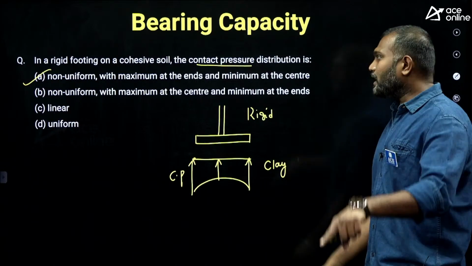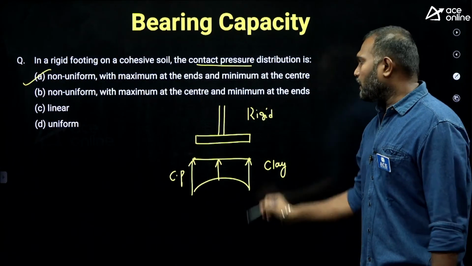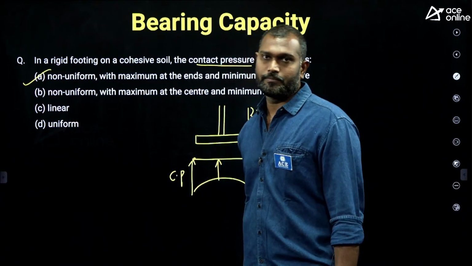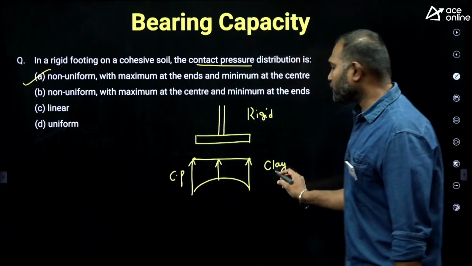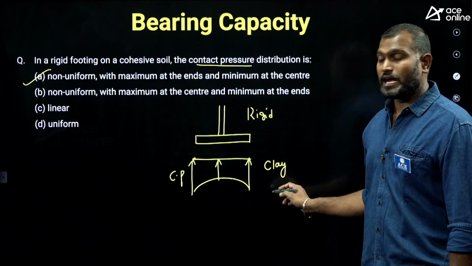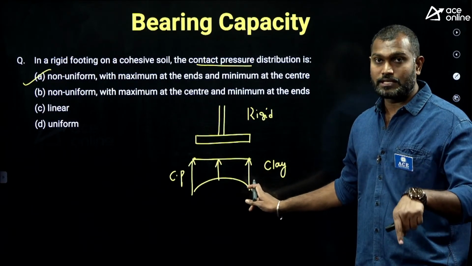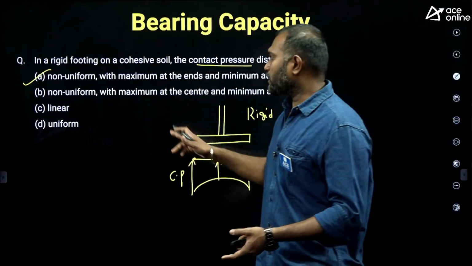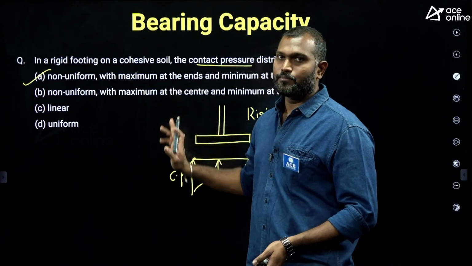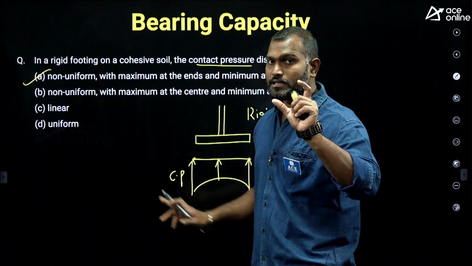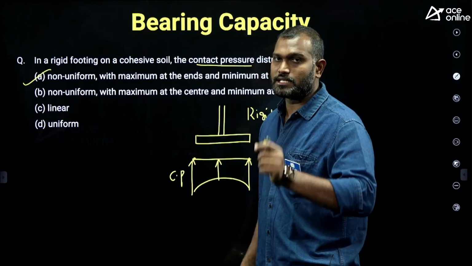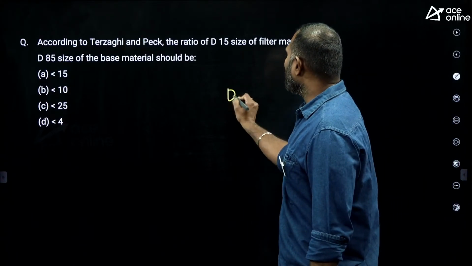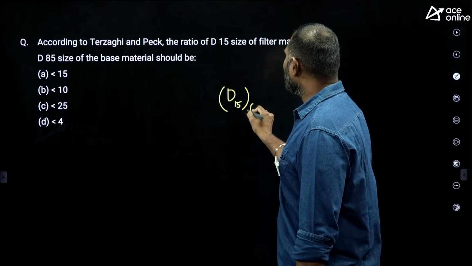If they would have asked about the settlement on the rigid footing, then the answer would be uniform. And if they would have asked for the sand, in the case of sand, at edges strength is less. So contact pressure is less at edges, more at the center. Then the answer would be B. So type of footing changes, answer changes. Soil changes, answer changes.